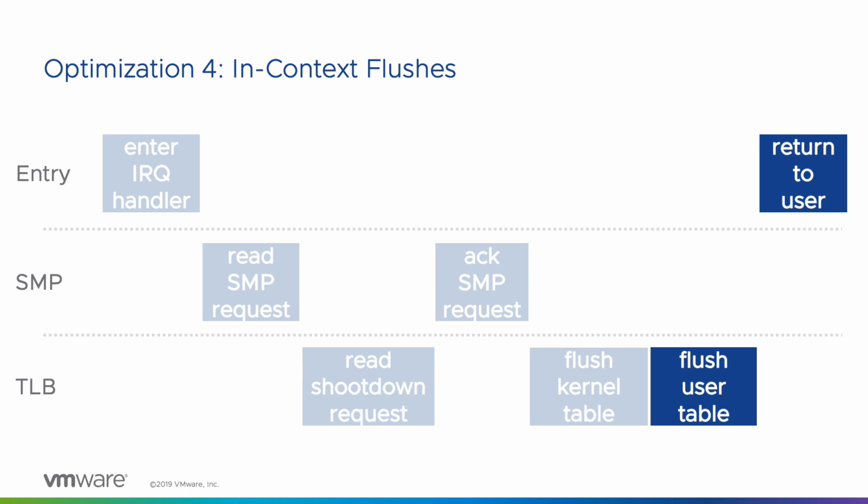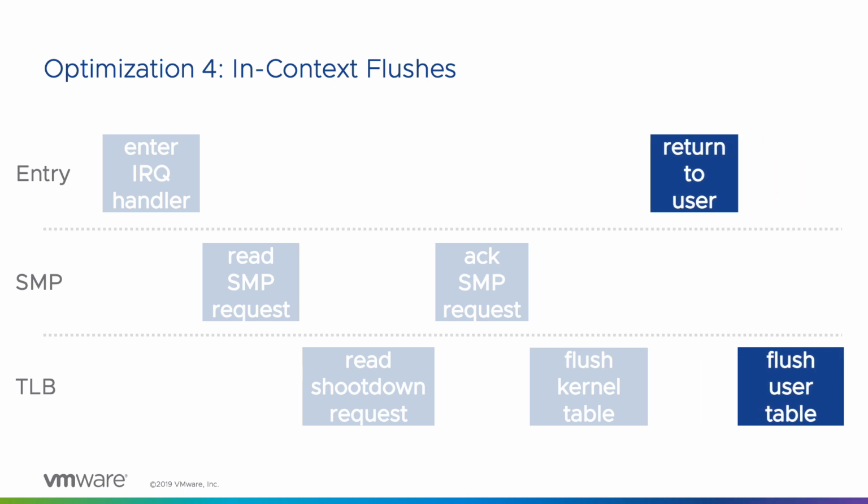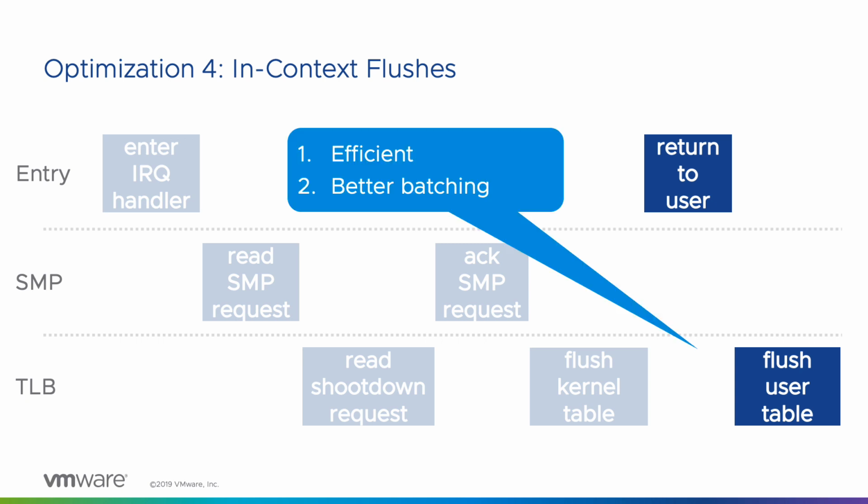Instead, we can perform in-context flushes, deferring the user table flush so it would be performed later, after the user page table is already loaded. Doing so provides two benefits. First, it allows us to use the faster TLB flushing instruction. Second, if many TLB flushes are required, we can just fall back to do a full TLB flush, as in such a scenario, it would be more efficient.